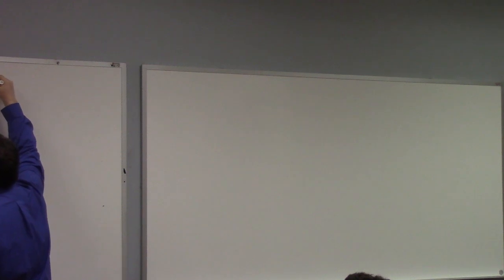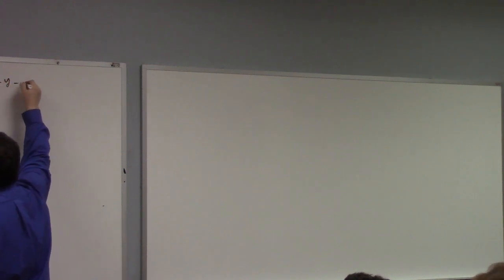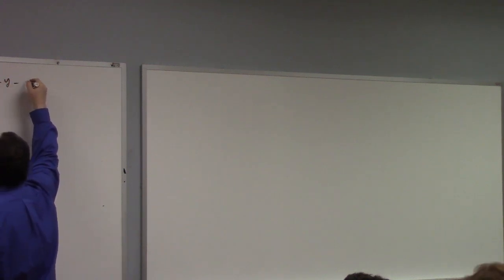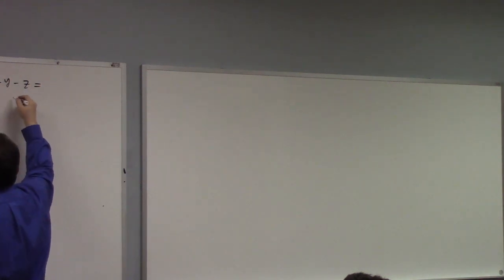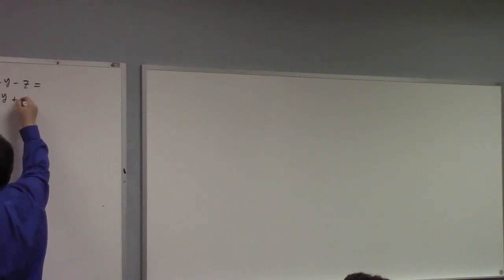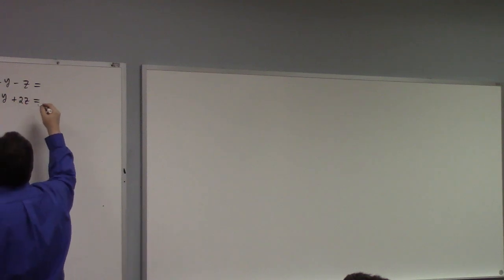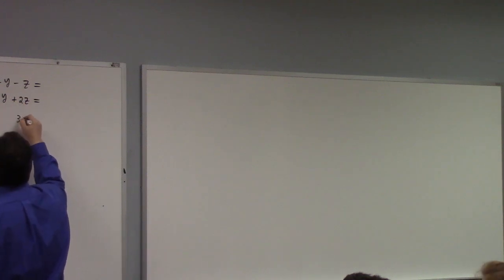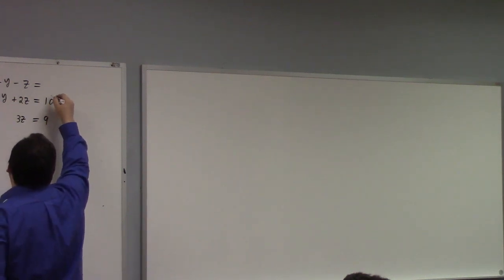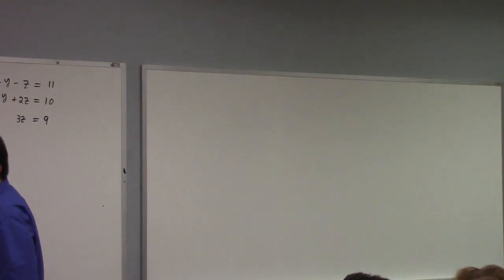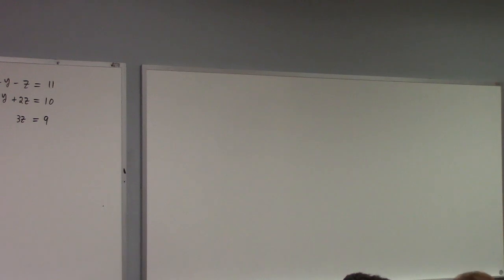Example 5. Let's suppose we want to solve x plus y minus z equals something, and then let's say y plus 2z equals something, and then let's say 3z equals 9. We'll make this equal to 10 and this equal to 11. Let's see about solving this equation.